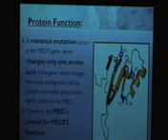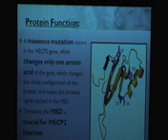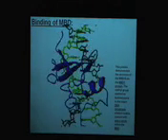A missense mutation occurs in the MECP2 gene, and only one of the amino acids needs to be changed in order to get the disease. And that's the structure of the protein, and again, those are the sites that can be mutated.